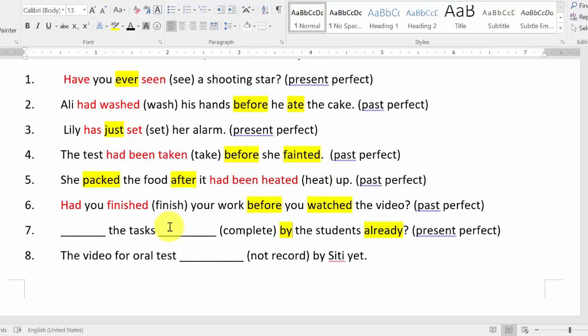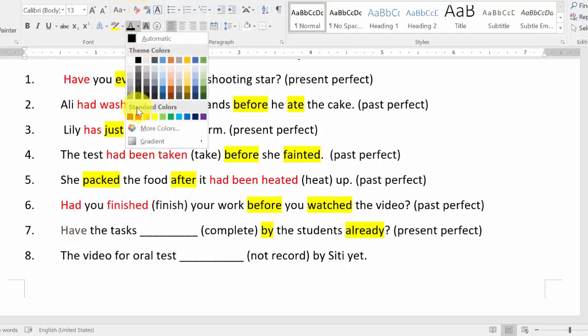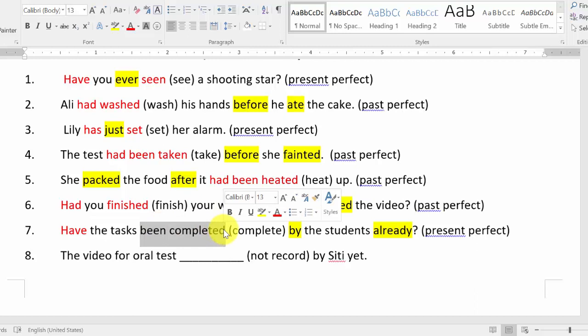So "tasks," you have "s" here, tasks, plural. Plural, we should use "have." So format: have been PP. Okay, have plus been plus PP. So your answer for your first blank: "have the task." As I told you just now, only one word in the first blank. Have the task been completed by the student already? Okay, so your answer: have been completed.